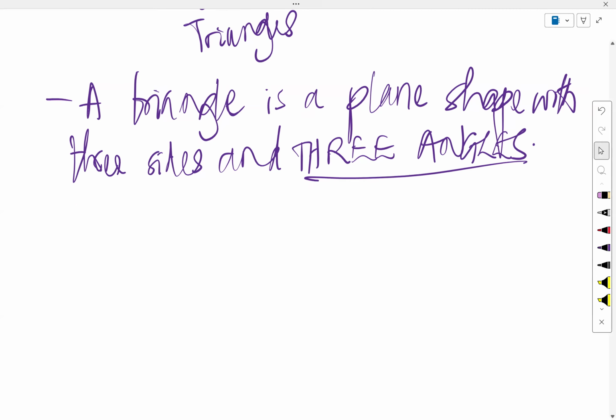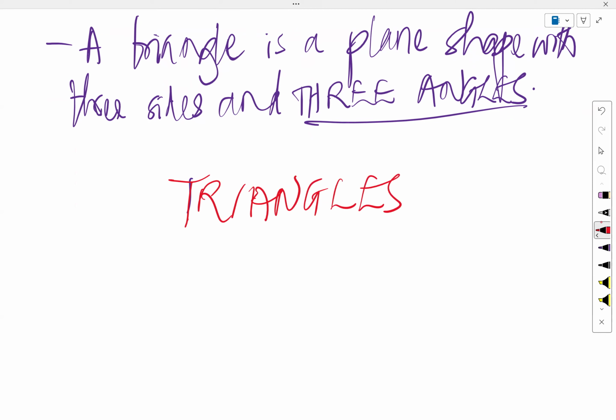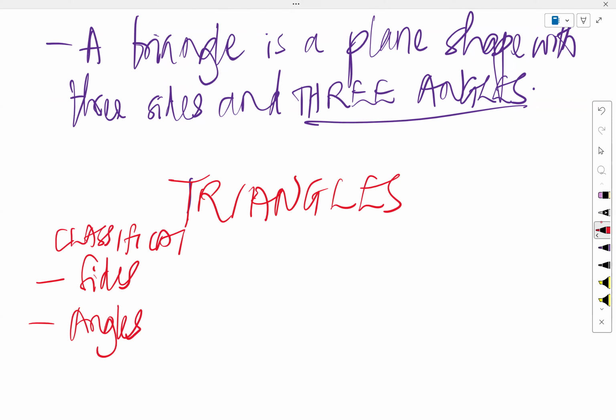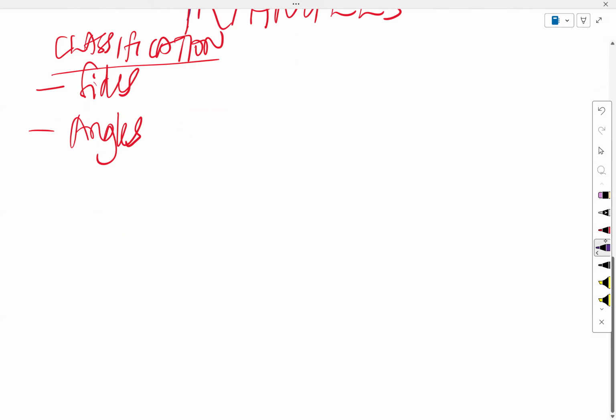But before we go into all that, can we talk about triangles on their own? Triangles can be classified based on the type of sides they have, and they can also be classified based on the angles they contain. So these are some possible classifications of triangles. You can classify based on sides and based on angles. So talking about classification based on sides.